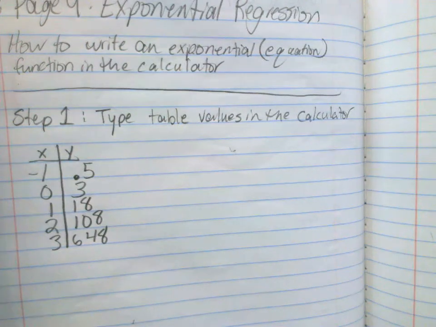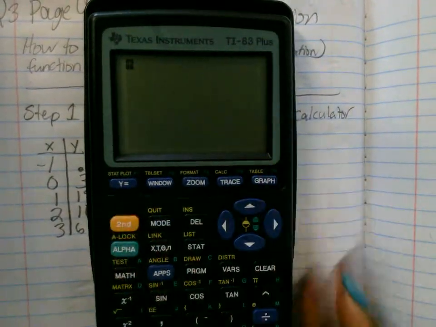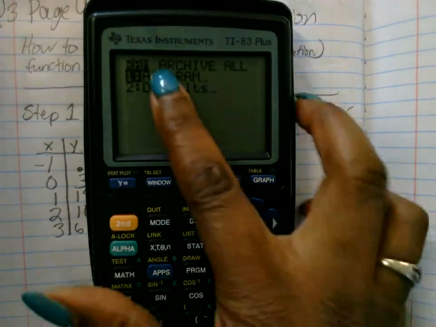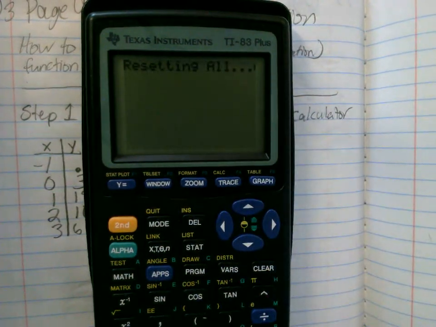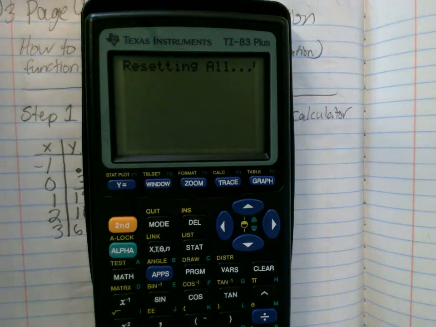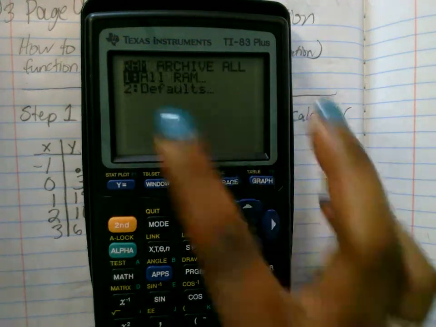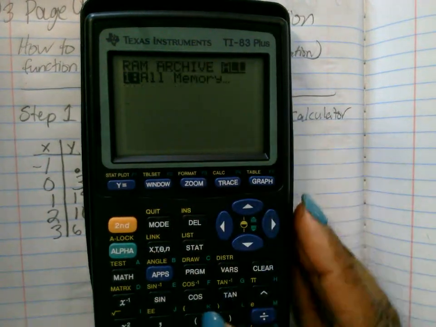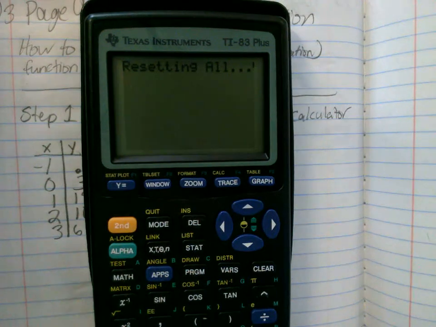I'm going to pause, give you a chance to write. All right, let's clear our calculator. Second plus 7. I'm going to go over to All. 1, 2. I'm going to do it once more. Okay. Second plus 7. Go over to All. 1, 2. Please make sure you do that. Hold it up so I can make sure that everyone has it.